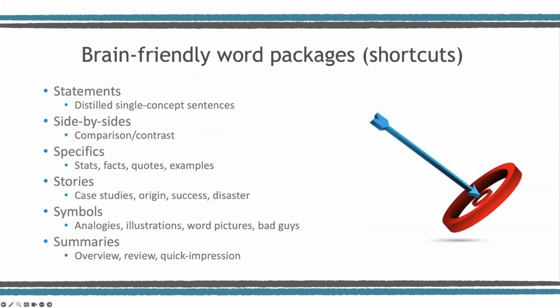Stories, we've talked about stories. Human brain is hardwired for stories. Symbols, analogies, and the Tesla of business book editors, illustrations, word pictures, bad guys. You got to sell against the bad guys. Big pharma, bad guy. These things touch the imagination, the emotions, and quick summaries. So these little word packages are what you can use to actually take everything and put it in the form of memory darts. The human brain loves these shortcuts. Nobody wants to be subjected to a bunch of white papers. We want quickie shortcuts.